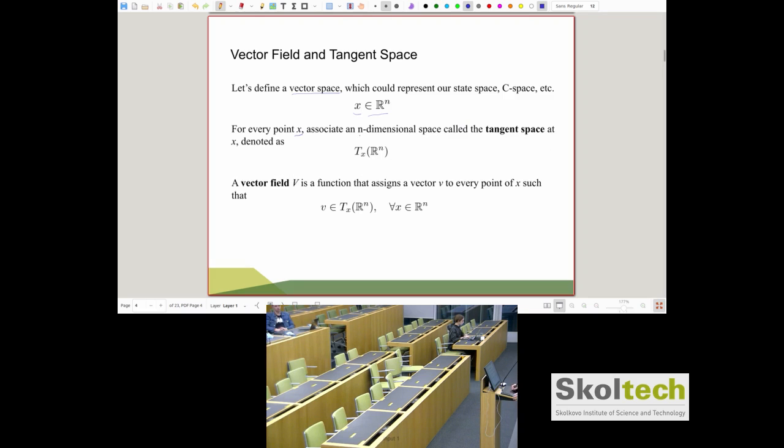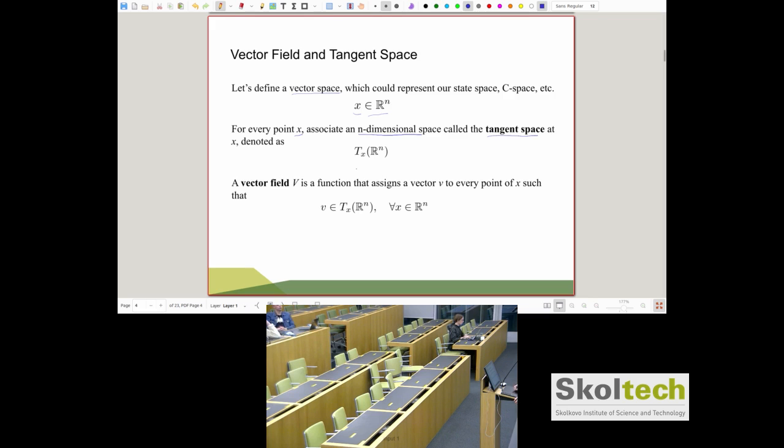So what we do now is at each of these points, there's an n-dimensional space that we are going to call the tangent space. Okay? And informally, we have already presented this. It was this direction, right? But this tangent space is different for each point. So in principle, you have infinite tangent spaces, right? For each state.